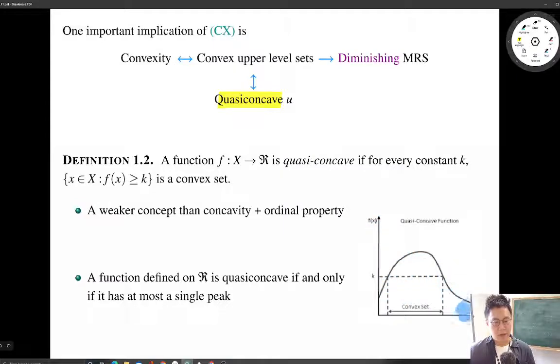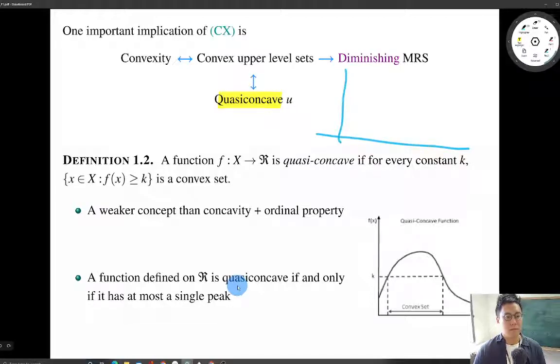F of x is defined over x, and x is a unidimensional space. Then its graph has a single peak like this. Okay, so for every k, if we think about the upper contour set, where this function takes a larger value than this constant k over this interval, and this is a connected interval, so it is a convex set, right? If the function has two peaks like this, okay, then the upper contour set is going to be this connected interval.